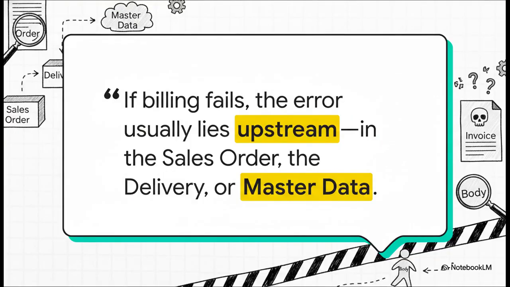Now, this right here, this is the golden rule of our investigation. The problem, the scene of the crime, it's almost never the invoice itself. The mistake, the real issue, happened way earlier in the process. The invoice is just where we found the body.